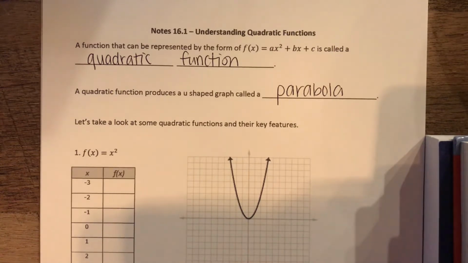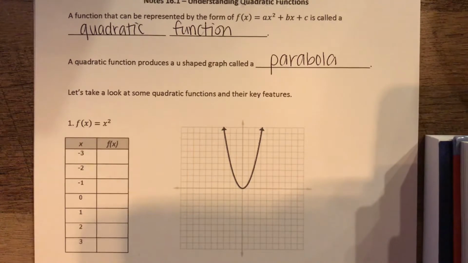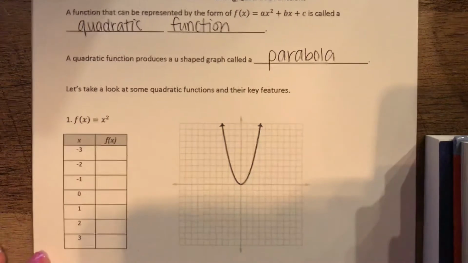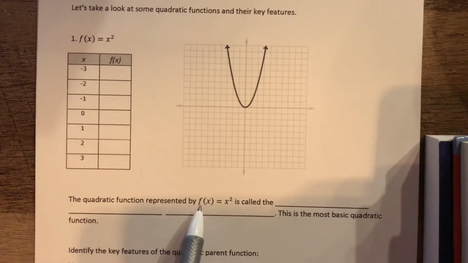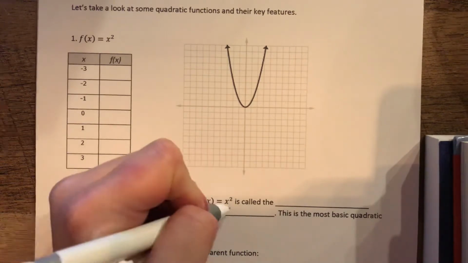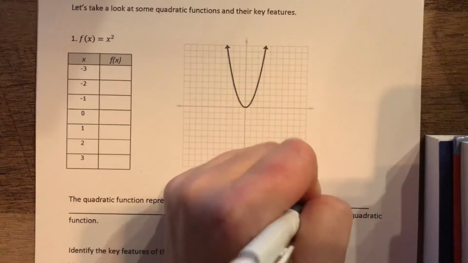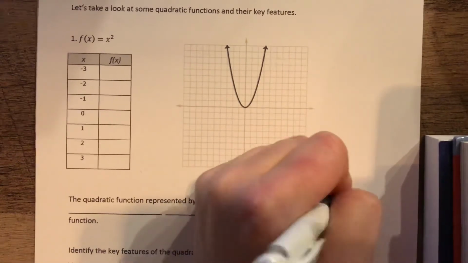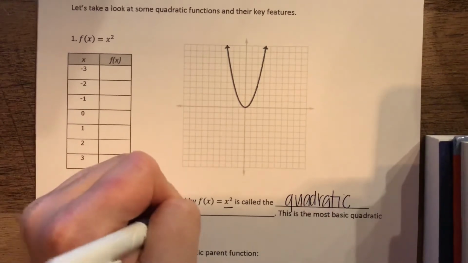So we're going to look at some of the key features of this graph. Specifically, this right here is called a parent function, which is the first thing we're going to answer right down here. Quadratic function represented by f of x equals x squared. So just simply x squared. It's called the quadratic parent function.